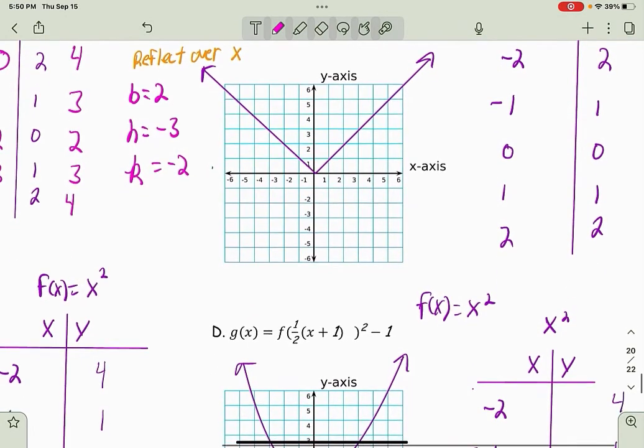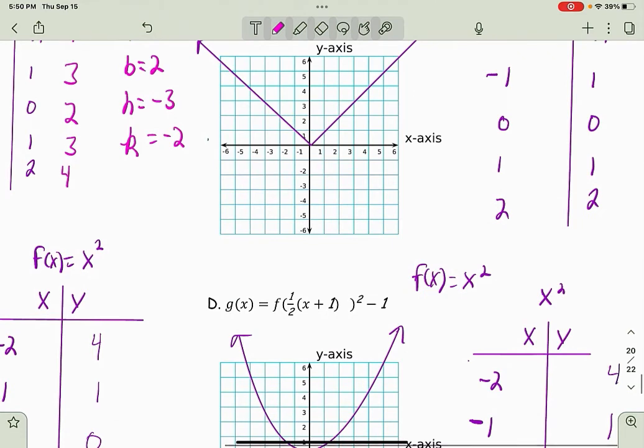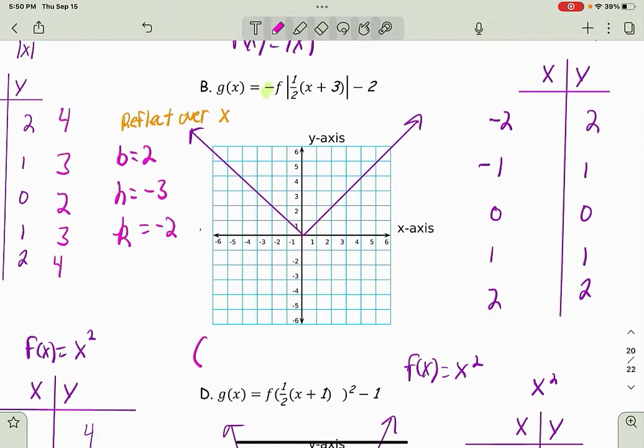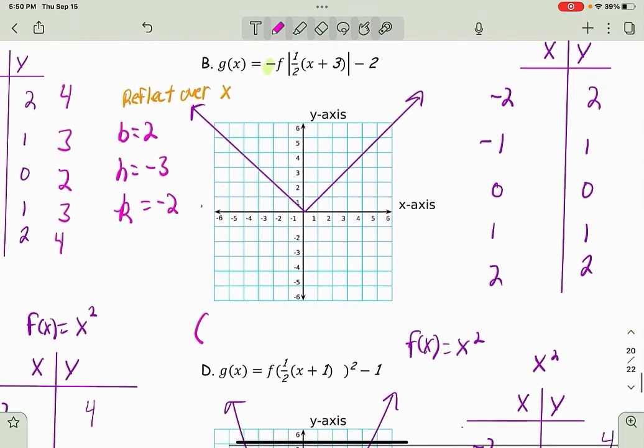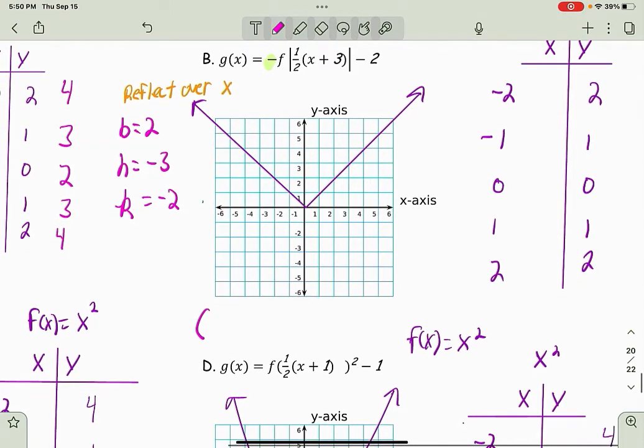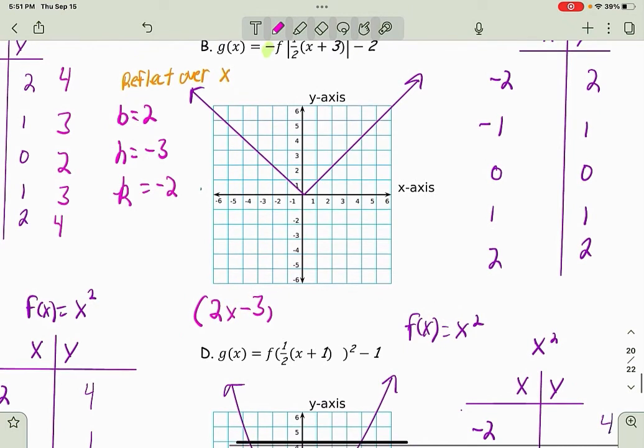So now let's go ahead and do our transformation x's and y's. So now let's do our transformation coordinates. So for our x, we have a stretch of 2, which is our b. So it's going to be 2x. And then we're going to go left 3, minus 3. Our y, we simply are going down 2, so it's y minus 2. And we're going to reflect over the x-axis.